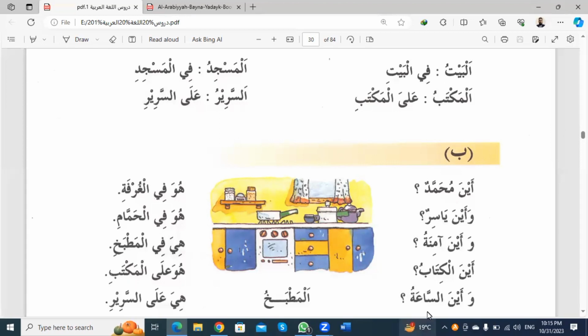So wa aina sa'atu? It is feminine because there is ta in the last. I told you that it is the symbol of feminine. So wa aina sa'atu? Sa'a means watch. Where is the watch? So this is hiya ala sariri. What does it mean? The watch is on the bed. Very good, right. So hiya ala sariri.